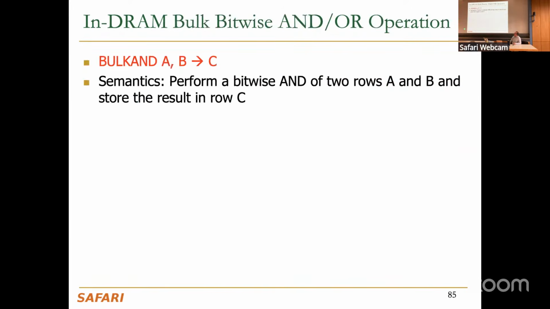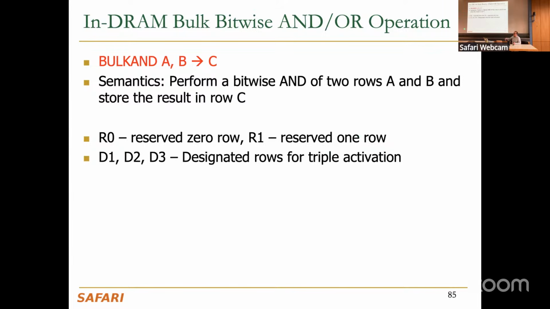That sounds good, right? Okay, now you can expose this to the ISA. Let's take a look at the interface. You can imagine an instruction that looks like this: bulk AND, A, B, C. And the idea is to perform a bitwise AND of 2 rows. Let's assume that rows are equivalent to pages. 2 pages, A and B, and stores the result in row C. And how do you do that? So we have an implementation in the paper. I will go through this relatively quickly.